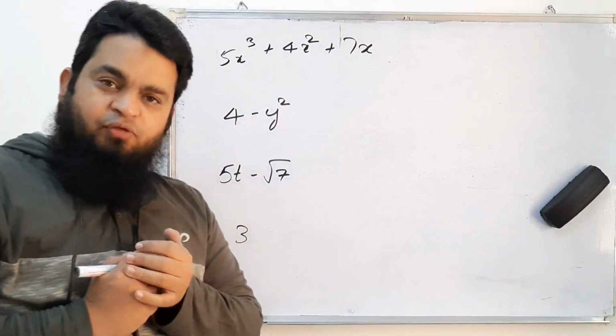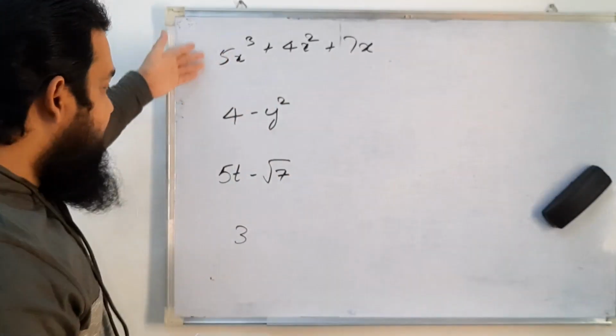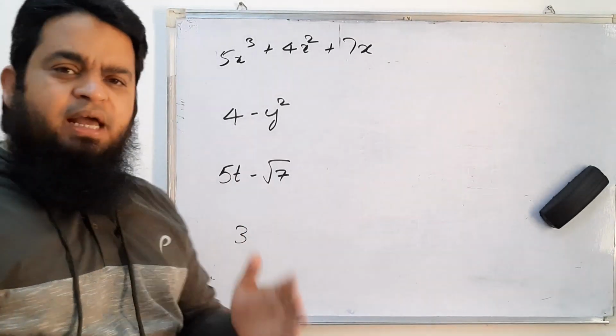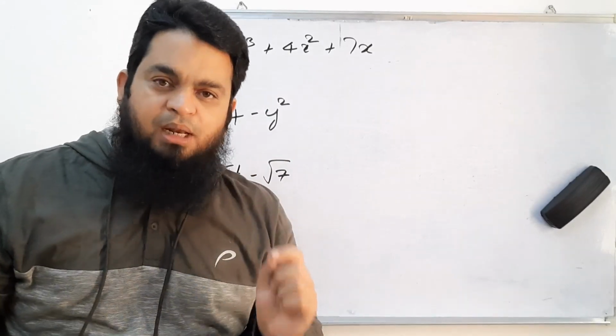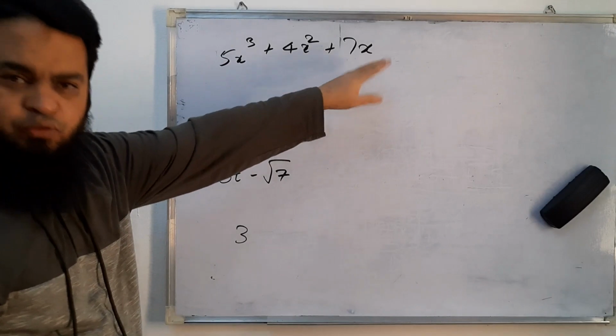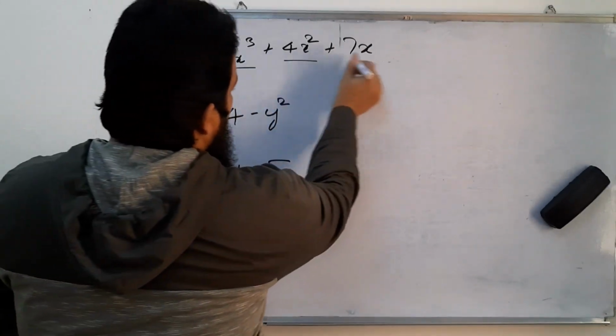So in the fourth question, he is asking, write the degree of each of these polynomials. So let us go for the first one. What is the degree? Degree is nothing but the highest exponent of the variable in the given polynomial. Let us see how many variables. We have only one variable. How many terms do we have? We have three terms, 1, 2 and 3.